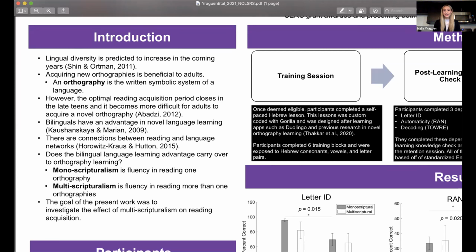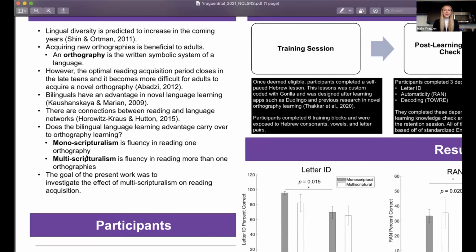Bilinguals have shown an advantage in language acquisition in adulthood, but no research has studied the effects of multi-scripturalism on reading acquisition. Given the connections between the reading and the language networks, we investigated if the bilingual language advantage would also carry over to orthography learning. We hypothesized that individuals who are familiar with multiple scripts will have an advantage in novel orthography learning compared to those who only know one script.